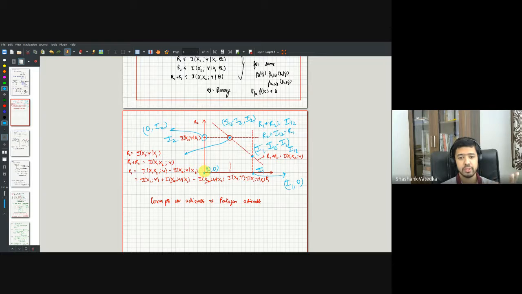Right? So having computed 3 values, I1, I2, and I12, I can get 5 points on the rate region. Right? 0 comma I2, I12 minus I2 comma I2, I1 comma I12 minus I1, I1 comma 0, and 0 comma 0. All right. So let's go ahead and try to plot this. So I'll go back to my code.